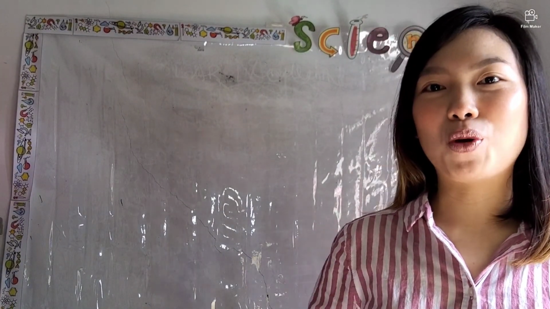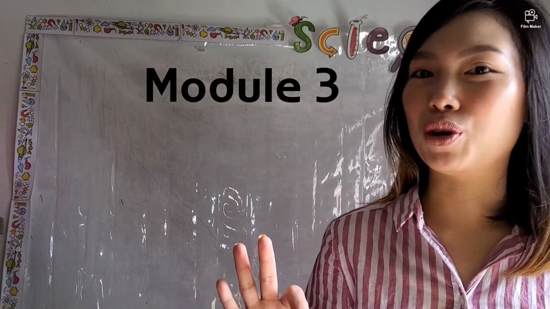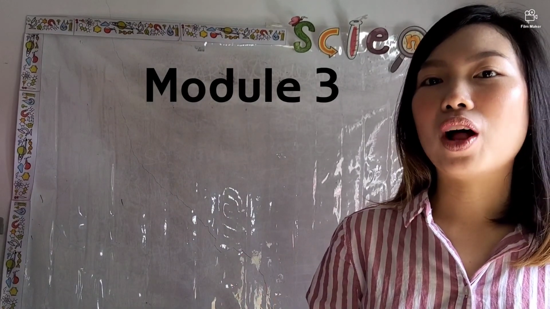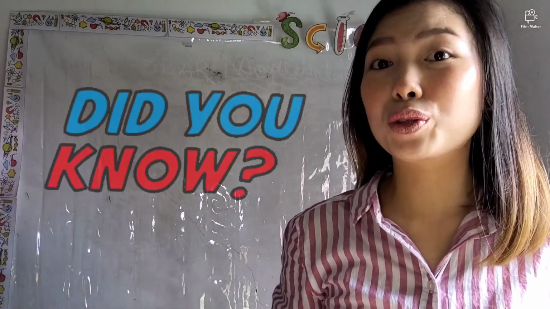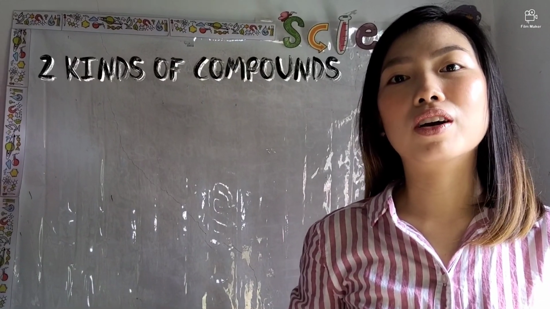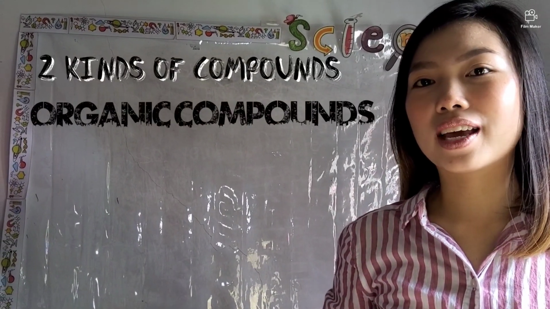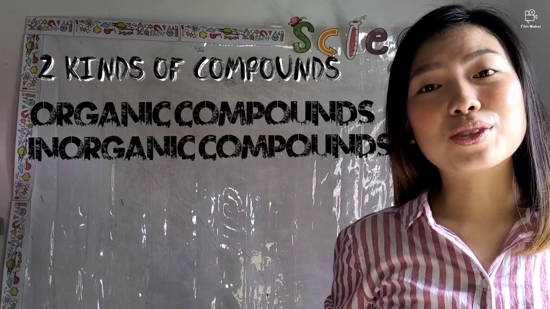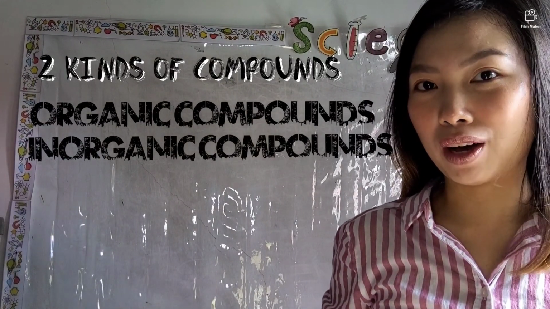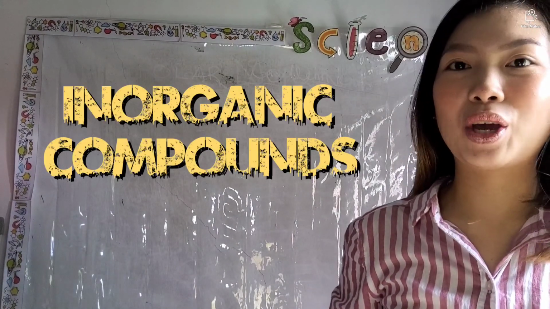Now, in our video today, the focus of our discussion will be Module 3 of your Science 9 module, and it will be all about inorganic compounds. If you will all know, we have two kinds of compounds: organic compounds and inorganic compounds. In our video lesson today, we will first talk about the inorganic compounds.